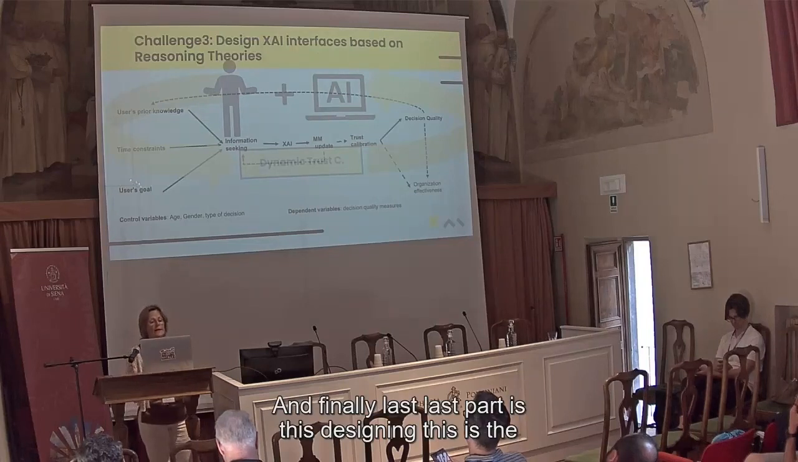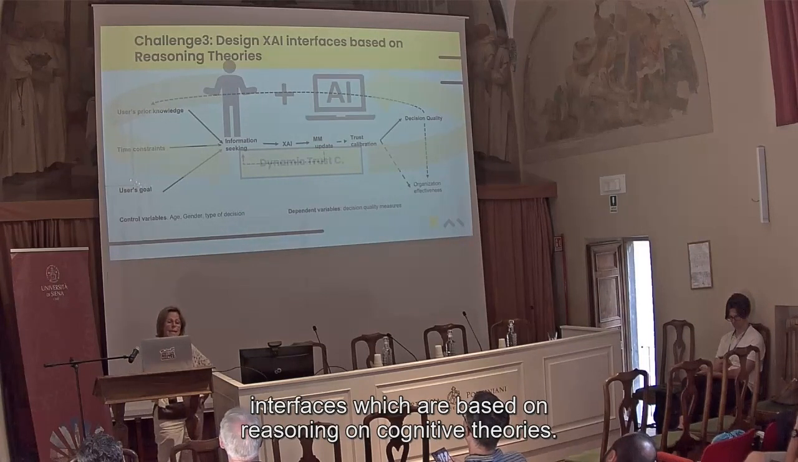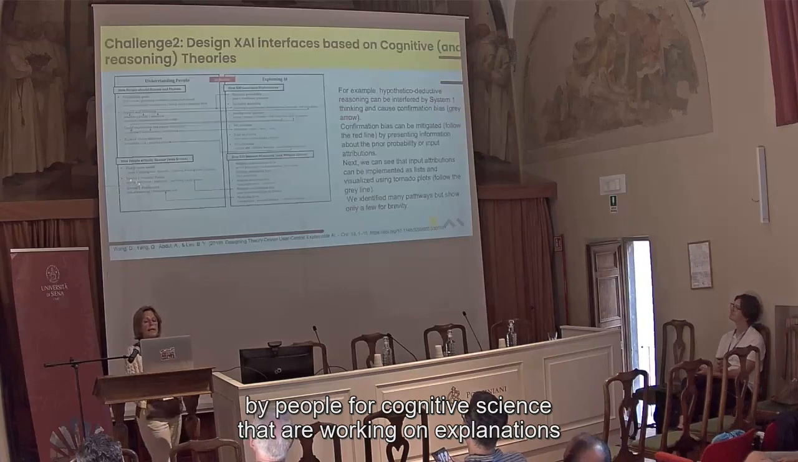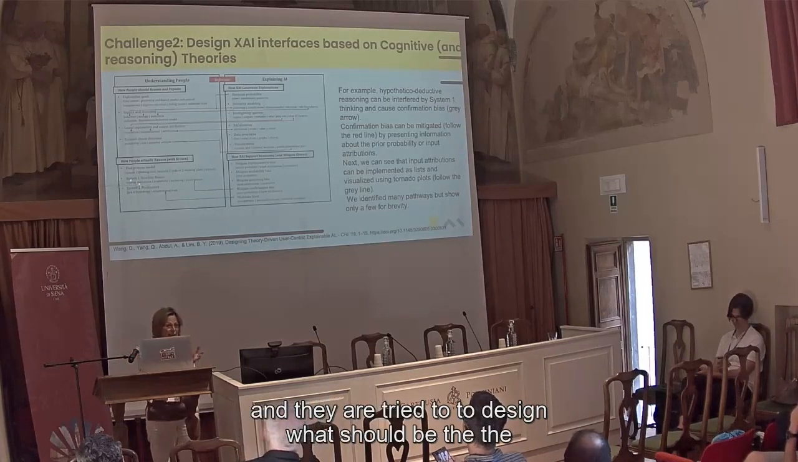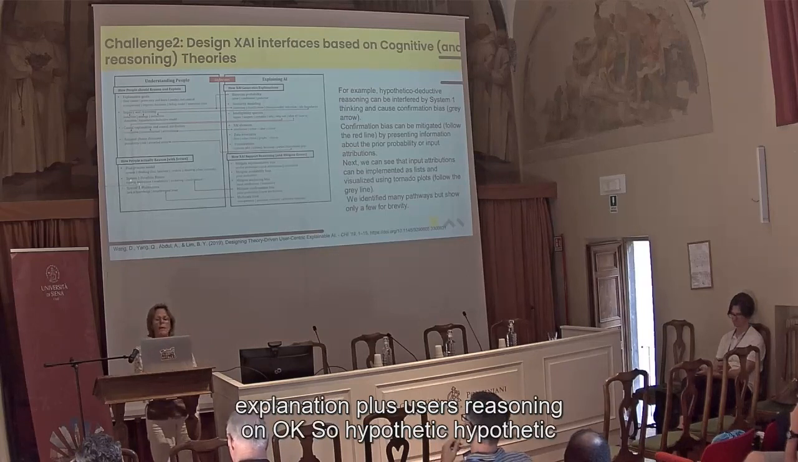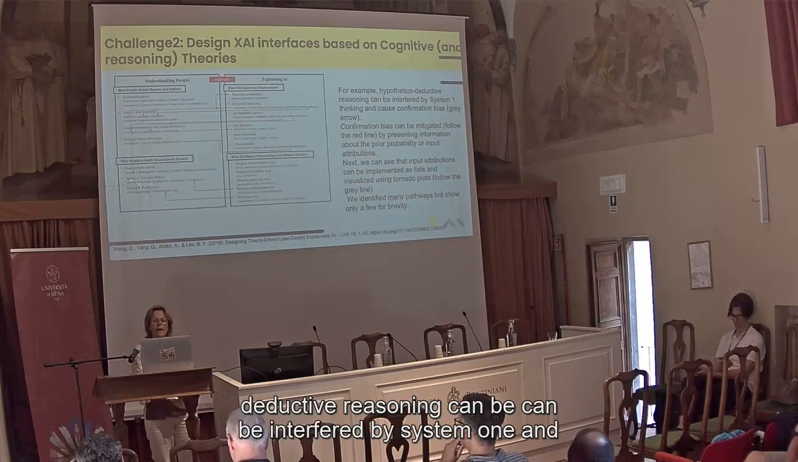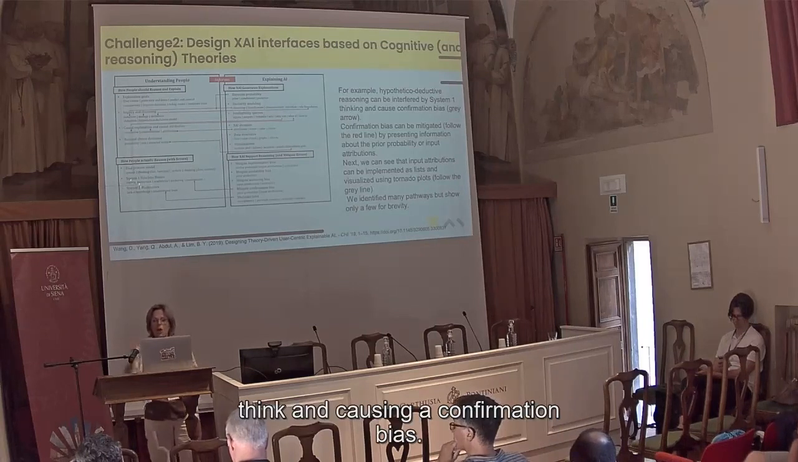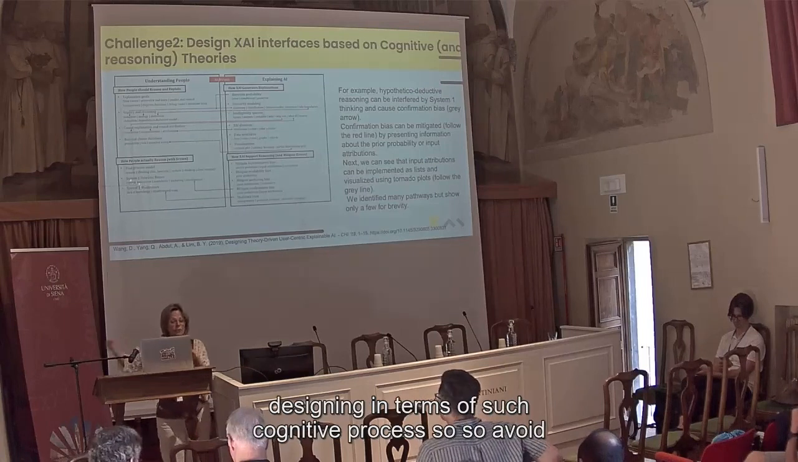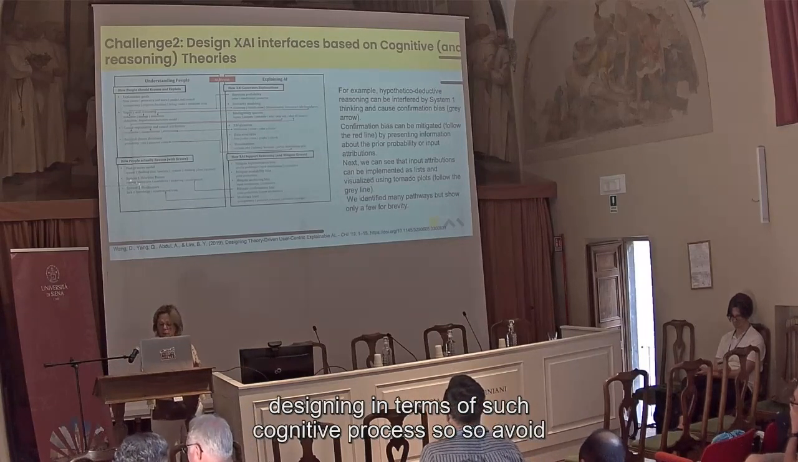And finally, the last part is designing these interfaces, which are based on reasoning on cognitive theories. There is an interesting line of research by people from cognitive science who are working on explanations, and they are trying to design what should be the interaction between the machine learning plus explanation plus users. Reasoning on, okay, so hypothetico-deductive reasoning can be interfered with by system one, causing a confirmation bias. So reasoning in terms of a cognitive process and also designing in terms of such cognitive process.